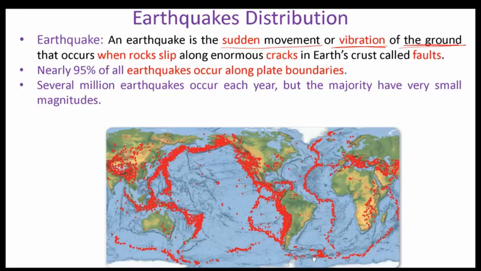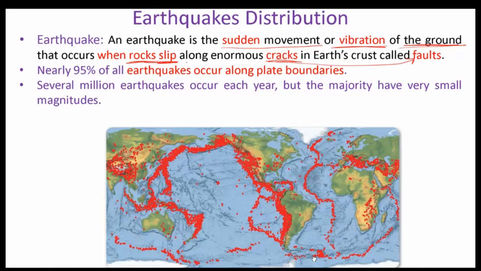It occurs when large rocks in the crust of the earth or under the crust of the earth suddenly slip because of the overstress or the stresses over the rock. The rock will break, forming a crack. This crack, we call it the faults.